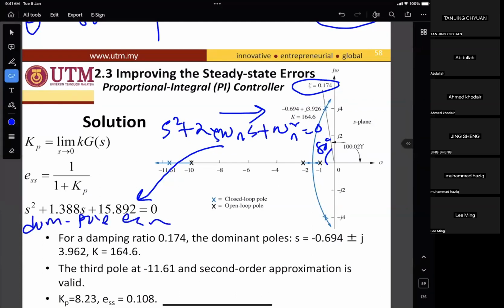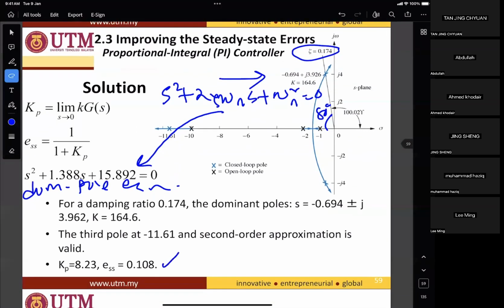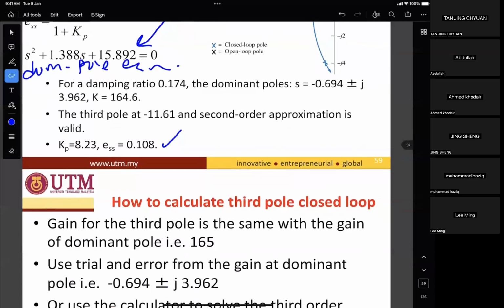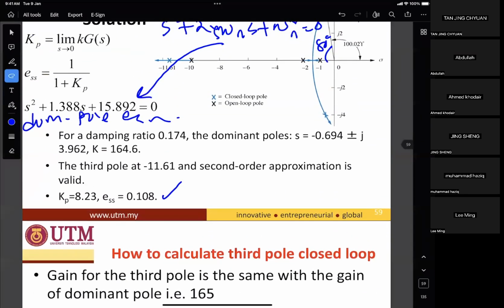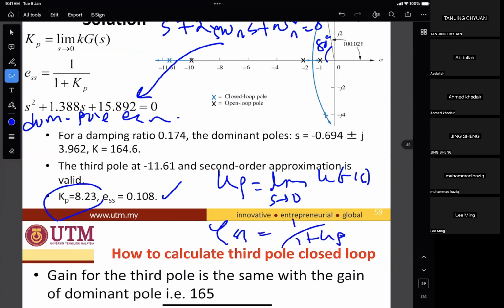The original system has Kp, a position error constant, which is type 0, and the steady state error is calculated to be 0.108. This one uses the formula Kp equals limit s to 0 of KG(s). You will get 8.23, and the steady state error is ESS equals 1 divided by 1 plus Kp.